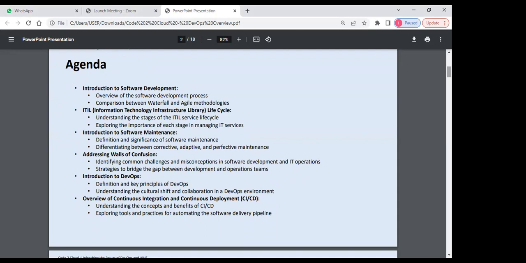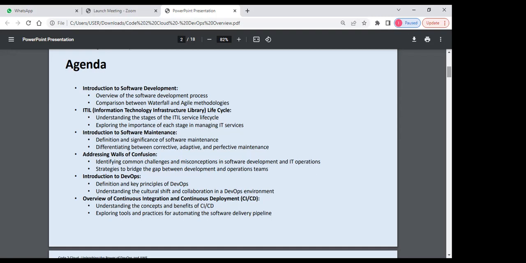Second one is something new. Probably some of you have heard of something called ITIL. That is the Information Technology Infrastructure Library. That's more of the next level of way of working, right? I will come to that.